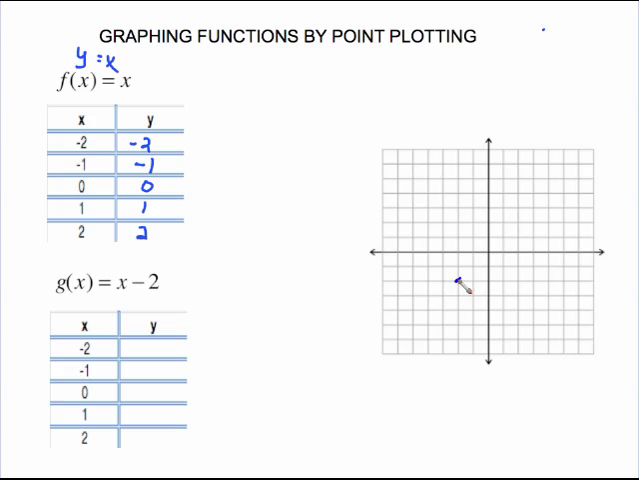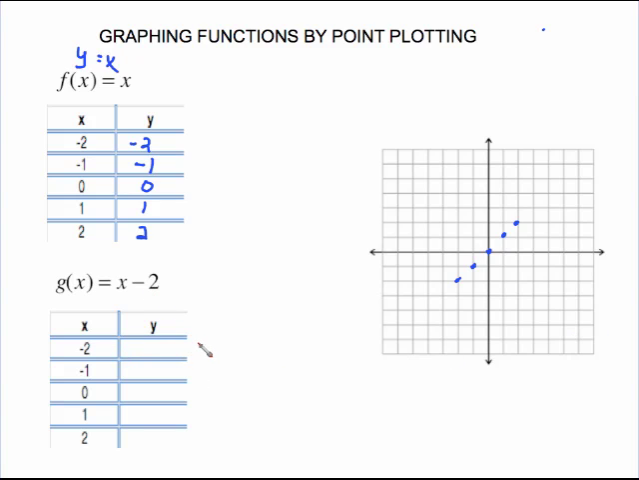-2, -2 is right here. -1, -1, 0, 0, 1, 1, 2, 2, and we have our dots along the line. Because this tool is a little unwieldy, sometimes I'm not going to graph the whole line. You can tell by looking at the dots, though, that this would be your line. If we're going to do this one, let's change colors.